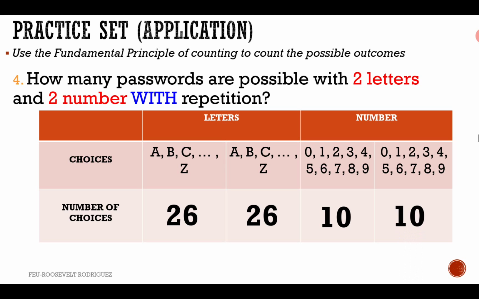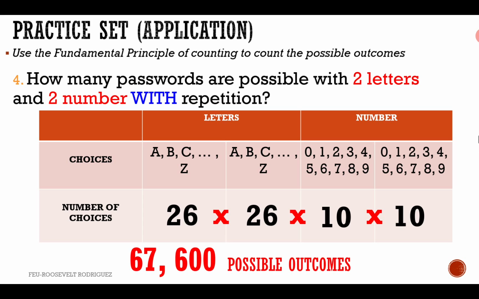Okay? So, again, since we have this possible outcomes per event, just multiply all of the values here, and then makukuha natin yung total number of outcomes. So, 26 times 26 times 10 and times 10. So, the answer is 67,600 possible outcomes or combinations of 2 letters and 2 numbers. So, that is with repetition. So, with repetition siya, example siya ng independent event.